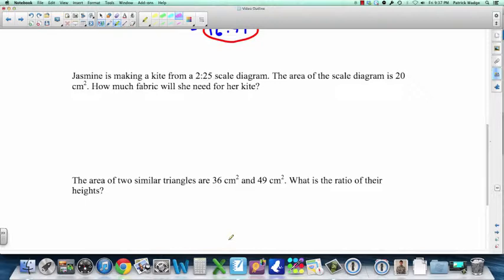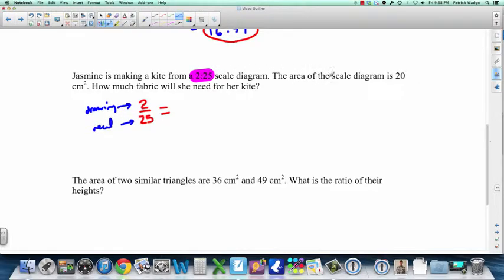Alright, so first of all, this 2 to 25 right here, this is like the ratio of sides, right? So I'm going to write that as a fraction, 2 over 25. And what we're interested in is a different ratio, which is the ratio of areas. So, okay, a couple things. Remember when we talked about scale factors before? The top number is the drawing or the image or the model. So this is the drawing, this is the real thing.